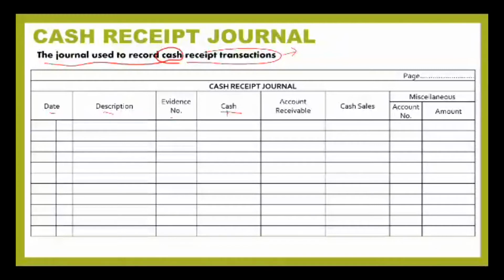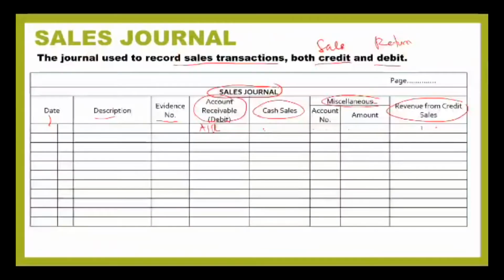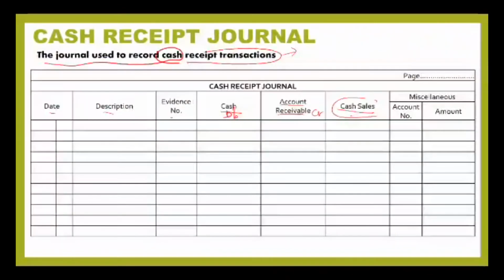The cash, this should be the debit, and then the account receivable, this should be the credit, or this should be the cash sales. This depends. If you want to record the cash sales in the cash receipt journal, then you don't need to record it in the sales journal. In the sales journal, you don't have to put another column for cash sales, since you make it in the cash receipt journal. This depends on the company.